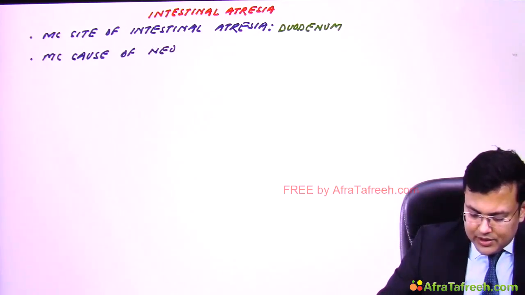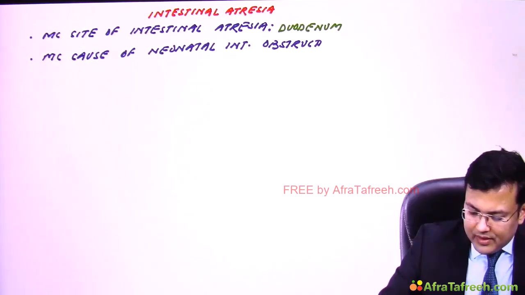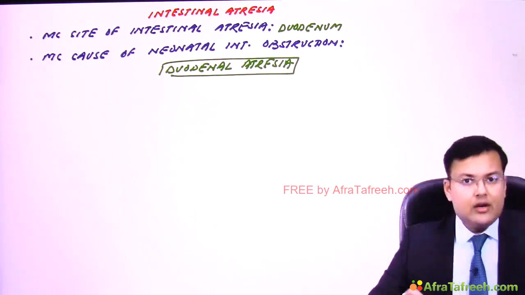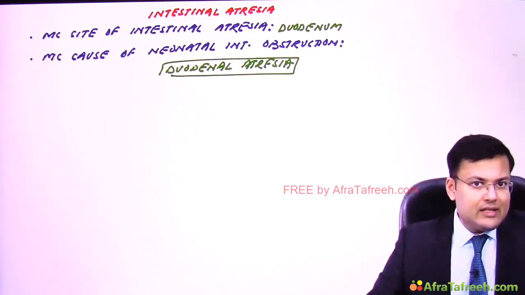And the second important point: the most common cause of neonatal intestinal obstruction is duodenal atresia. Clear? So we are going to discuss duodenal atresia in detail.